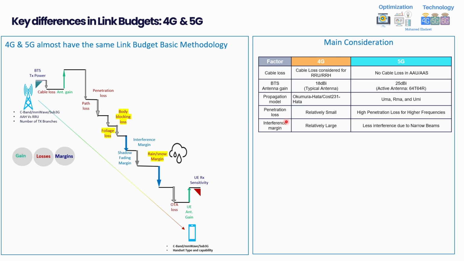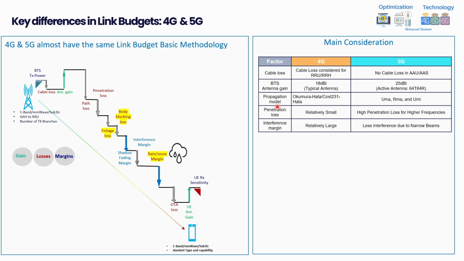Okay, as a summary for the link budget, main considerations, for example, the cable losses. As you know now, in 4G we are using RRH or RU. Now in 5G we are moving towards AU or AAS, right? So this one actually has almost no cable losses, while before in 4G we used to have some cable losses. So this is one of the factors which can add up to the 5G. While the BTS antenna gain for the typical antenna was from 15 dBi up to 18 dBi. Now for the 5G, for the active antenna, if you're speaking about 64T64R, it's about 25 dBi.